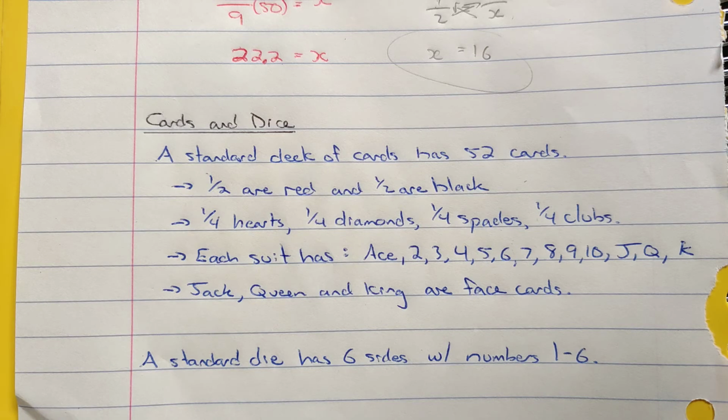Half the deck will be red cards, half will be black. The red cards are hearts and diamonds, so a quarter of the deck is hearts, a quarter is diamonds. The black cards are spades and clubs. A quarter of the deck is clubs, a quarter of the deck is spades. That means there's 26 red, 26 black. There's 13 hearts, 13 diamonds, 13 spades, 13 clubs. Hearts, diamonds, spades, and clubs are called the suits. Each suit has 13 cards, which are the ace, 2, 3, 4, 5, 6, 7, 8, 9, 10, jack, queen, and king. The jack, queen, and king are known as face cards because they have a face on them.